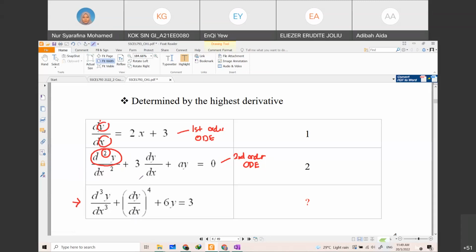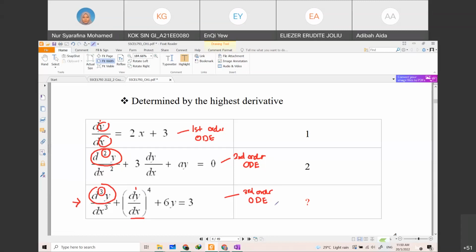Yes, okay. This is a derivative, but the degree of this derivative is only 1. So the highest derivative is d cubed. Why? Since this is the highest, the order is determined by the highest. So we have order 3, a third order ordinary differential equation.